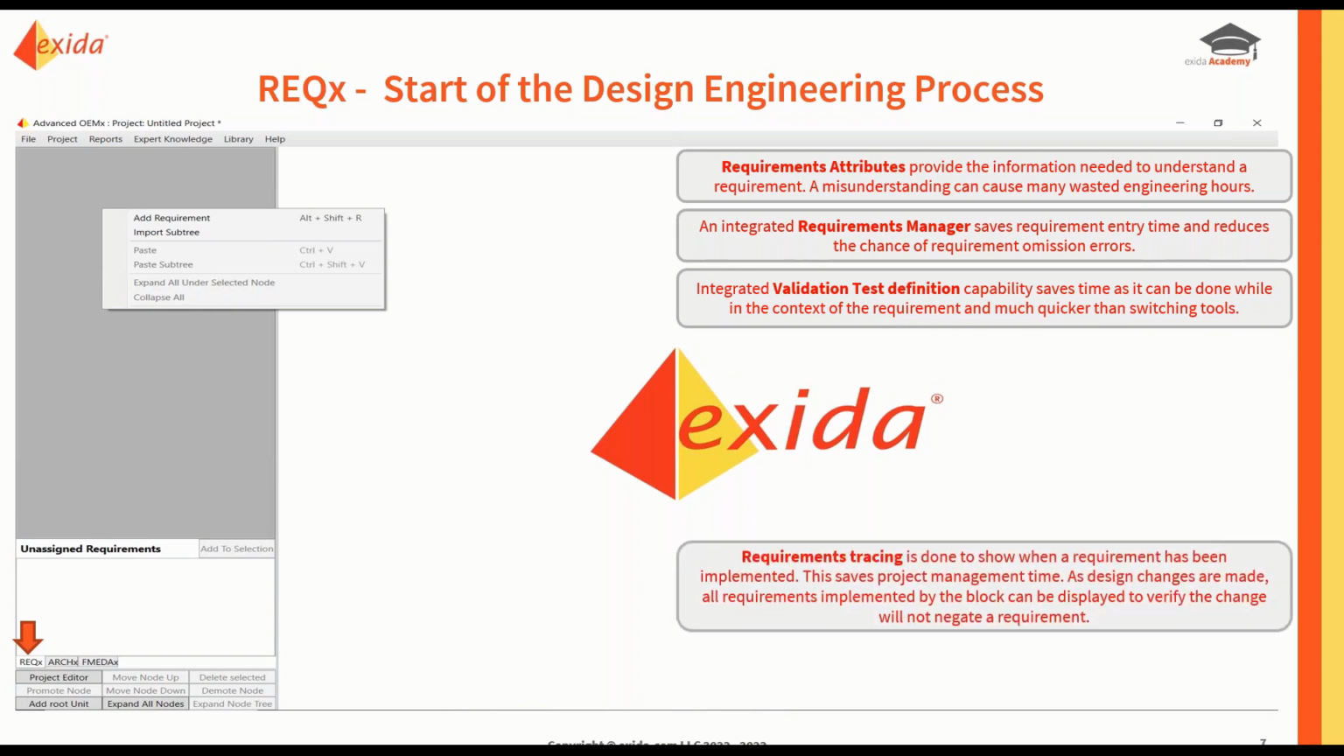And then requirement tracing is done to show when a requirement has been implemented. And again, this saves project management time. As design changes are made, all requirements implemented by the block can be displayed to verify the change will not negate any requirement. So as I said, we're in here, we've right-clicked, we're looking to add a requirement.